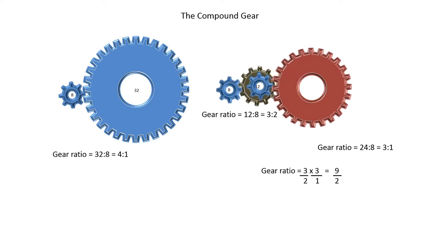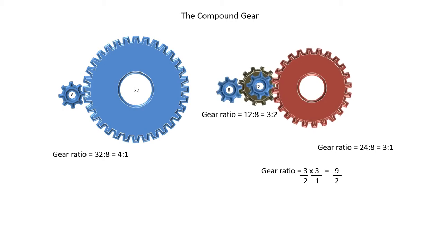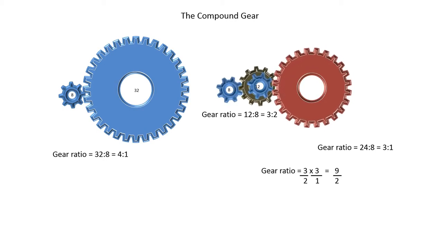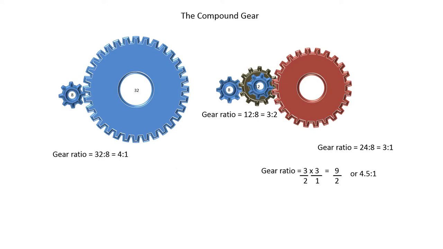What is the gear ratio for this compound gear train? We multiply the ratios of the individual gear pairs. So 3 over 2 times 3 over 1 equals 9 over 2. This is also understood as 4.5 to 1. This means that for every 4.5 revolutions or turns of the input or driver gear, there is 1 turn of the output or driven gear. We have achieved a slightly higher gear ratio this way without using the large 32-tooth gear.